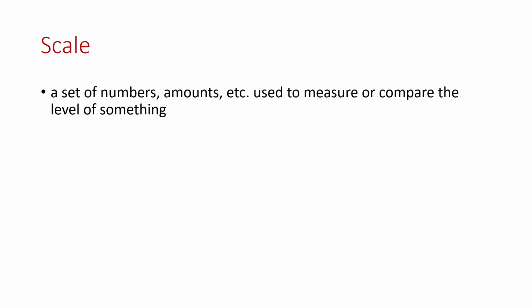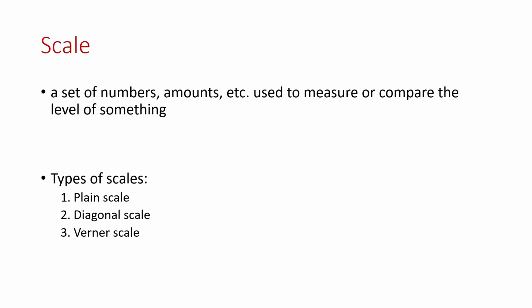Today we will discuss scale. A scale is a set of numbers or amounts that is used to measure or compare the level of something. Suppose you want to measure the height of a person, then you have to use one scale to measure the height of that person. So there are basically three types of scale. One is the plane scale, another one is the diagonal scale, and the third one, the most popular, is the vernier scale.